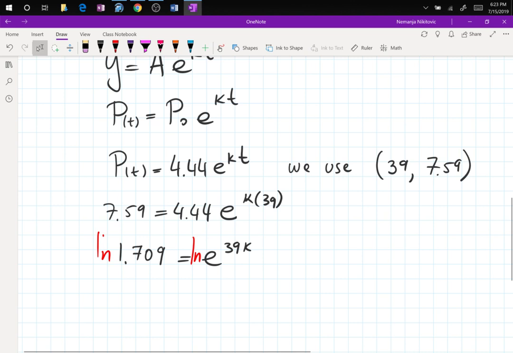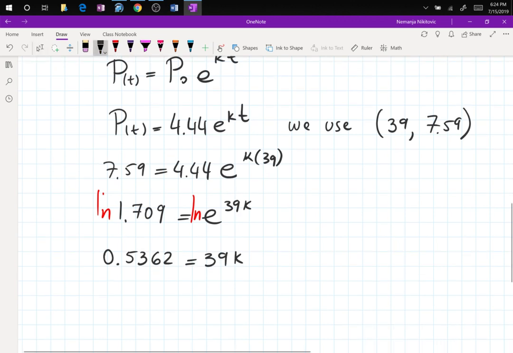So ln of the second answer, make sure you keep 4 decimals, 0.5362 is equal to 39k. And now we see that k comes out to be positive, which means the population is growing. So this number divided by 39 is 0.01375. Guys, I'm not keeping, sorry, I said that's wrong.